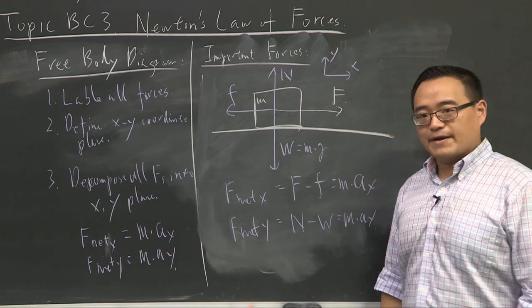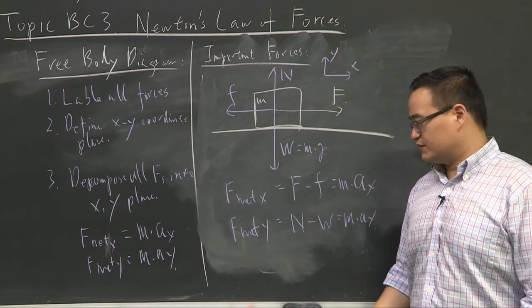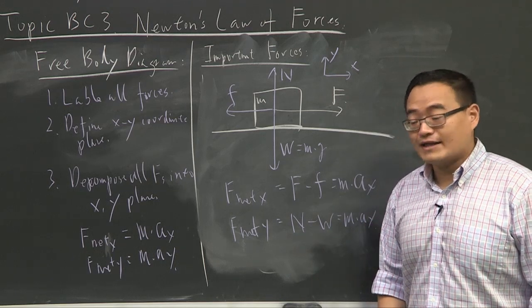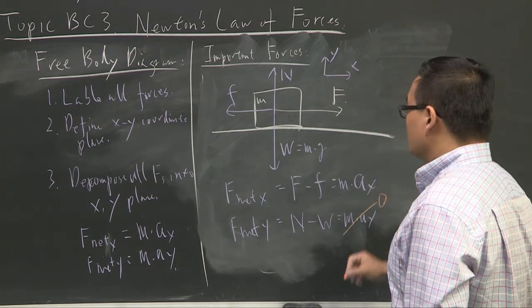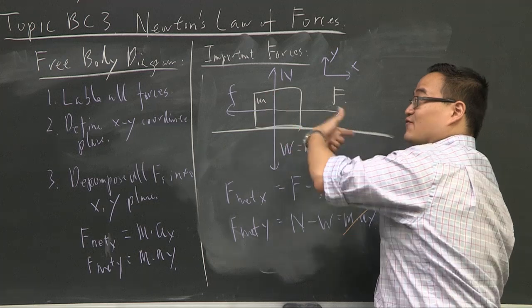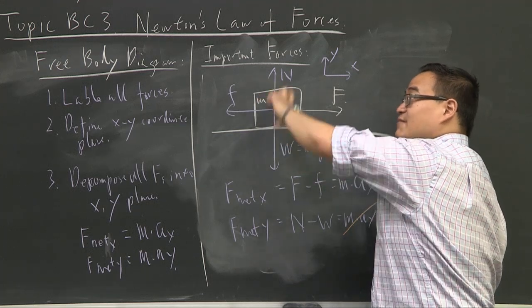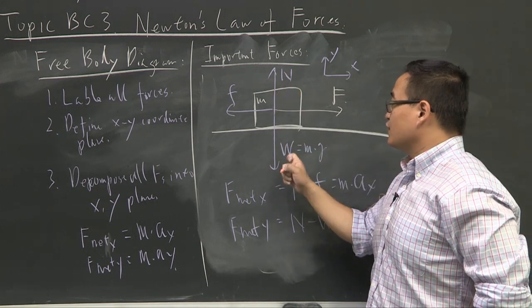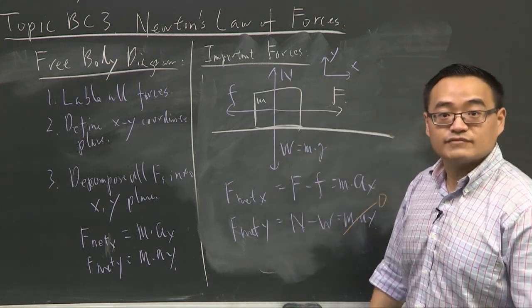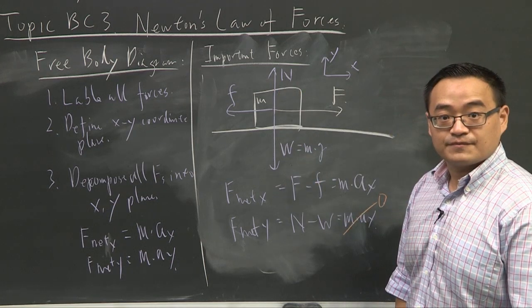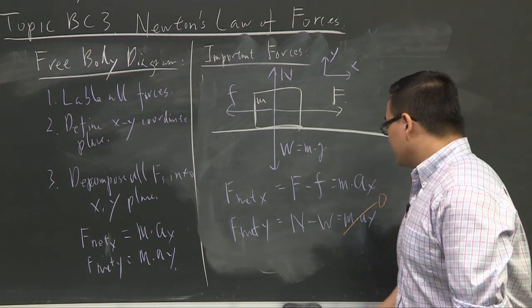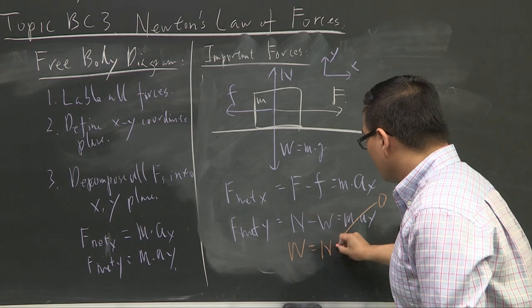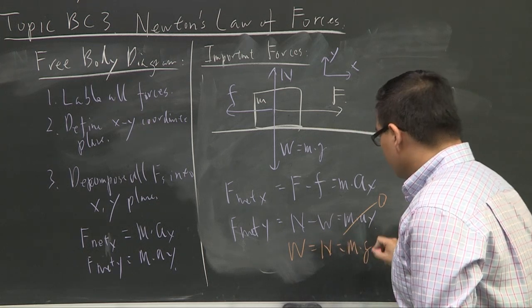Let me tell you about ay. What is ay in most cases? In most cases, it will be 0, because if you apply force in this direction, you can never imagine the box moving up and down. This normal force and this weight usually cancel each other out. So that's equal to 0, which means your normal force is equal to mg.